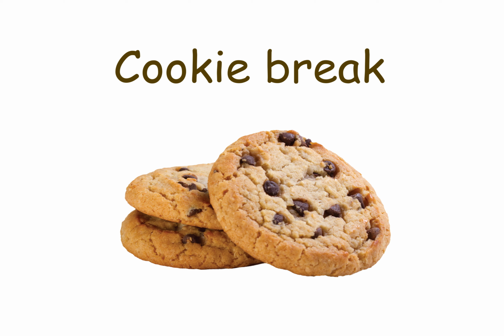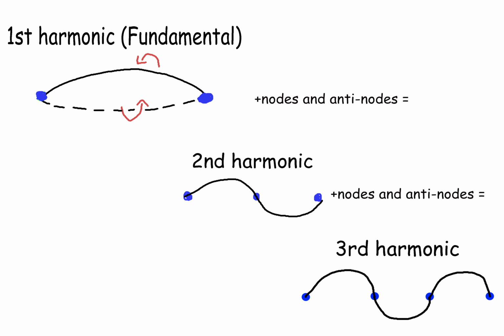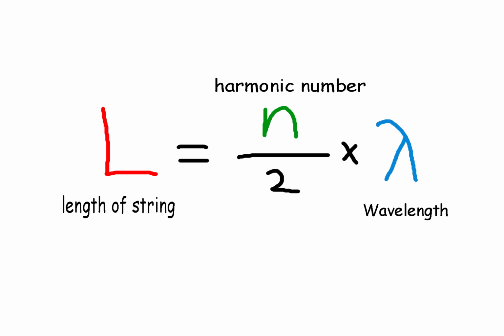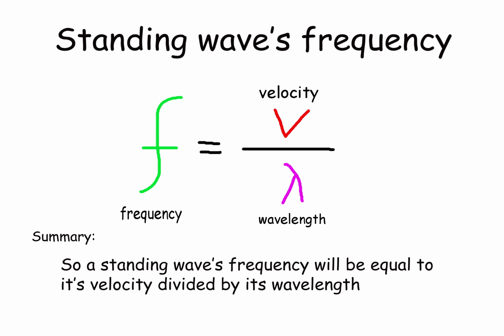Alrighty. For each harmonic, as you add more antinodes and nodes, the number of the harmonic increases by 1. For instance, the first harmonic, or the fundamental frequency, with 2 fixed ends. For a standing wave on a given length of string, the number of wavelengths that fit on the string is equal to the number of the harmonic divided by 2. So going back to frequency, which is what most musicians care about the most.